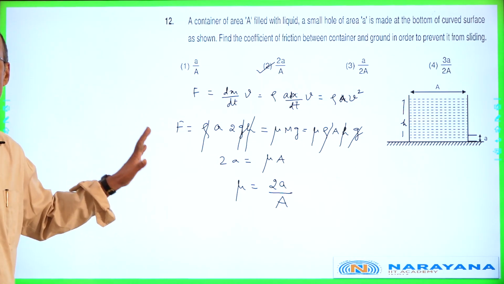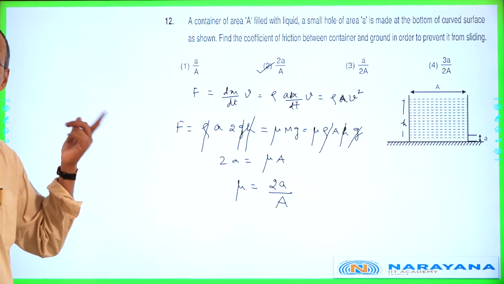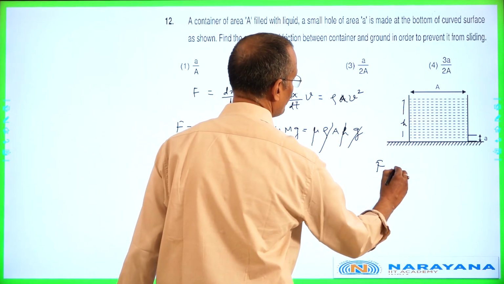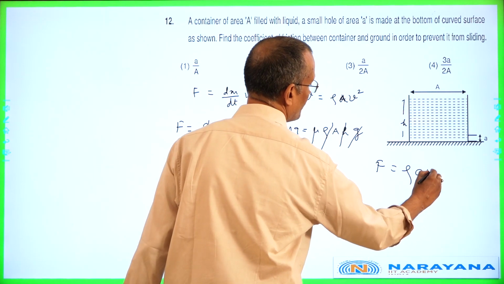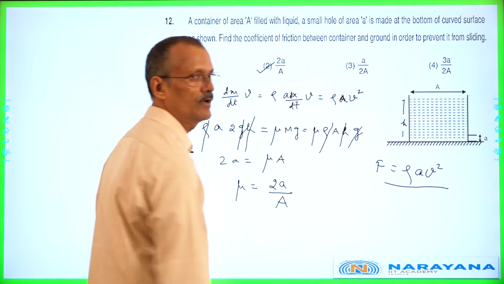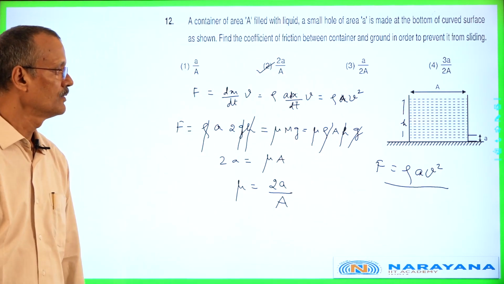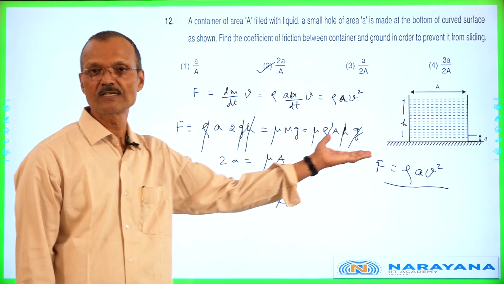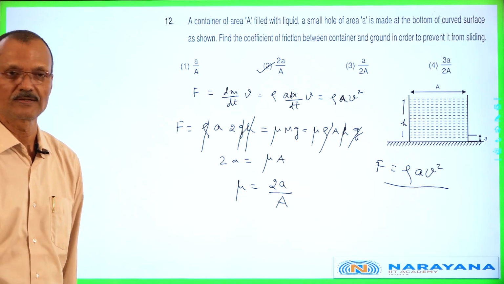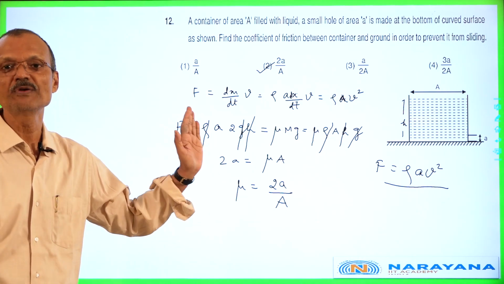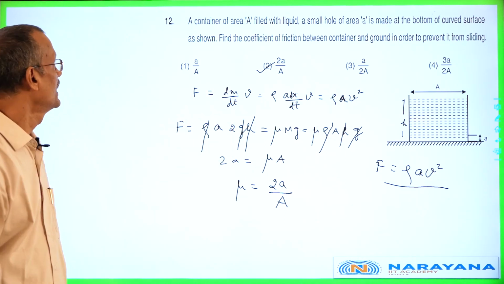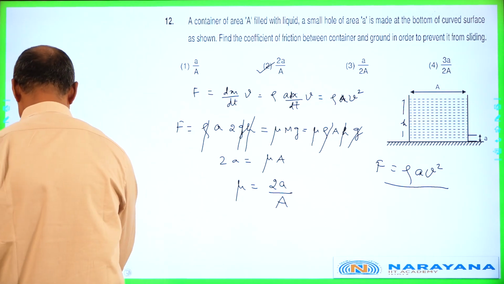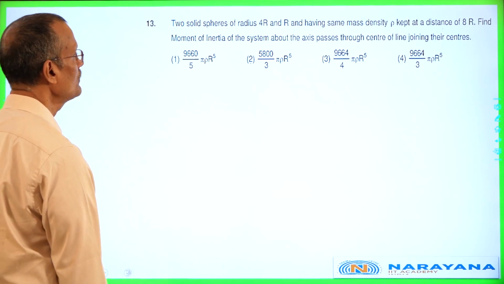Check. Understood? No? This one also had come many times, mainly this formula. F will be equal to rho A V squared. It is a very famous formula. If there will be no friction due to this force, this vessel will start moving in backward direction. Here friction is just preventing it from sliding. Anyhow, you understood it? Let us move now to question number 13.